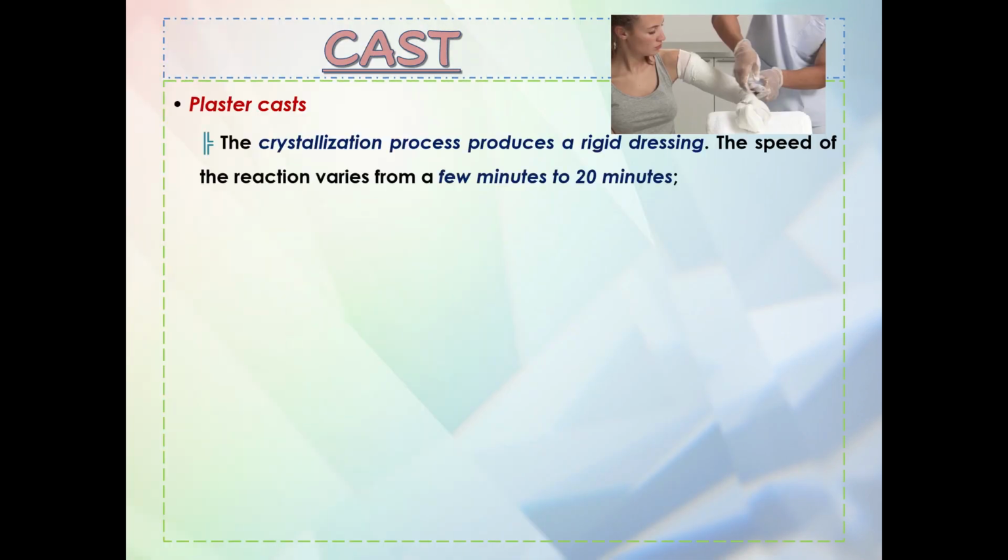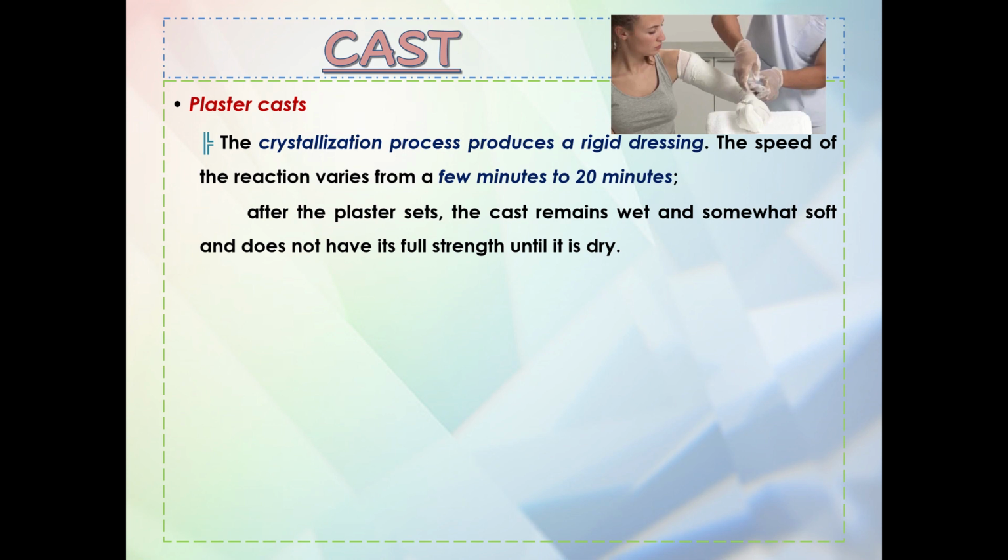Okay, so the crystallization process produces a rigid dressing. So sa pag-hardening ng cast, sa crystallization na yon, nagiging matigas siya, nagiging rigid siya. So the speed of the reaction varies from a few minutes to 20 minutes. So after the plaster sets, the cast remains wet and somewhat soft and does not have its full strength until it is dry. So talagang we should let the plaster cast dry first before na talagang maging functional siya.